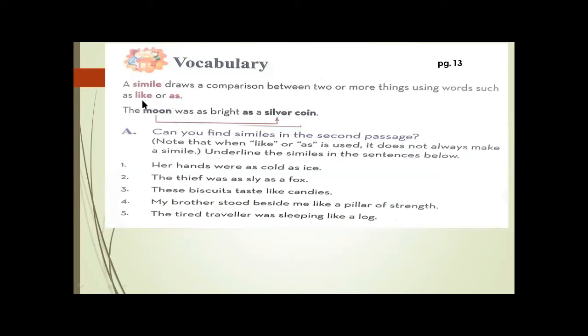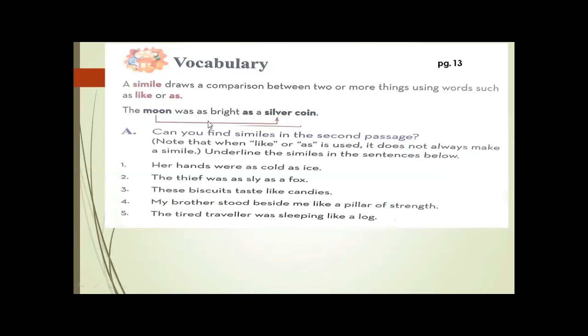So therefore, it gives you a direct comparison. A simile creates a strong, clear image of the description. For example, in your book, page number 13, there is an example. The moon was as bright as a silver coin. So here, the moon's brightness is being compared to that of a silver coin.